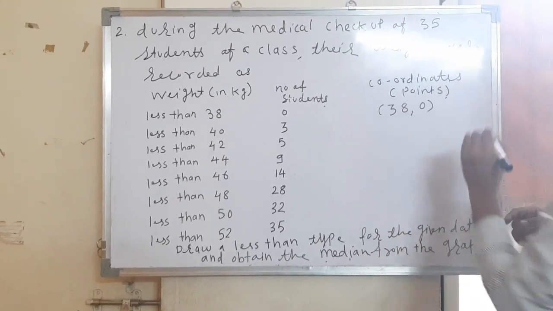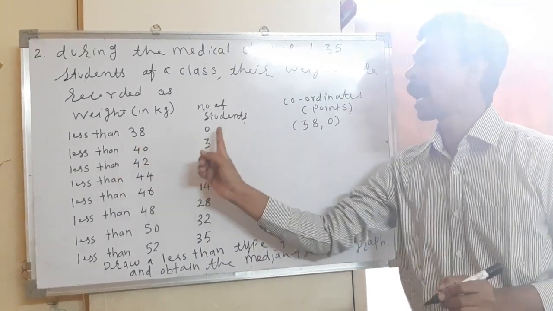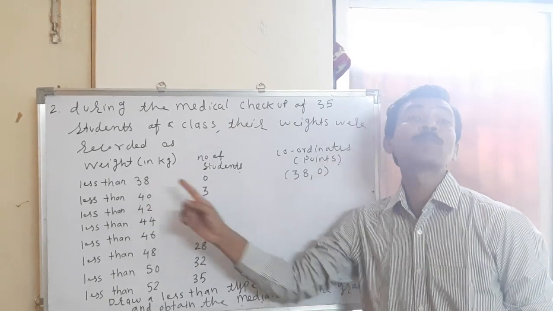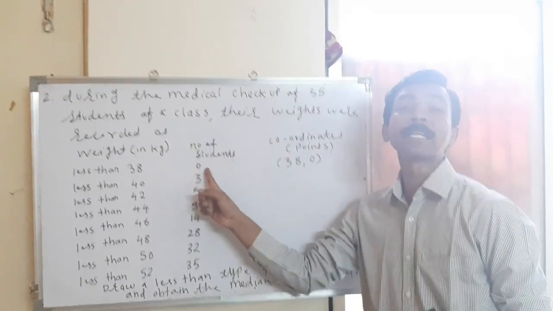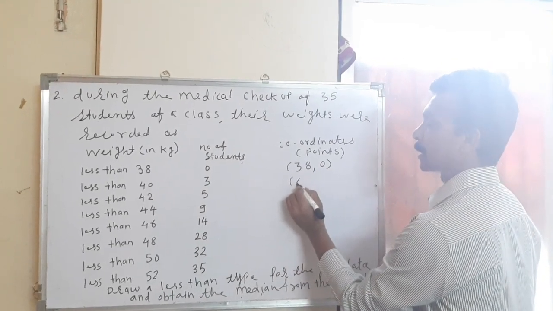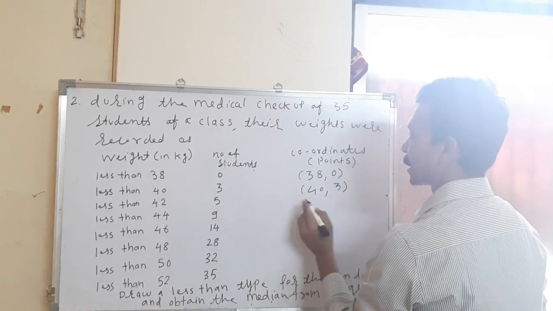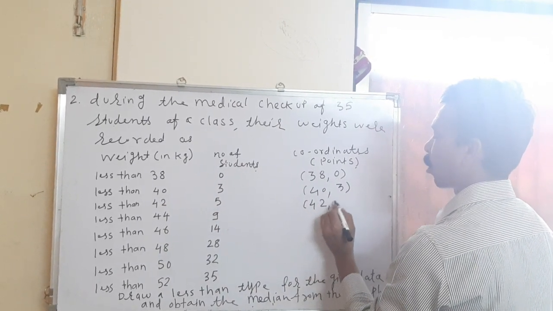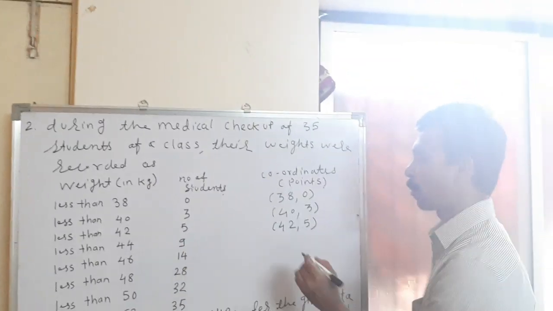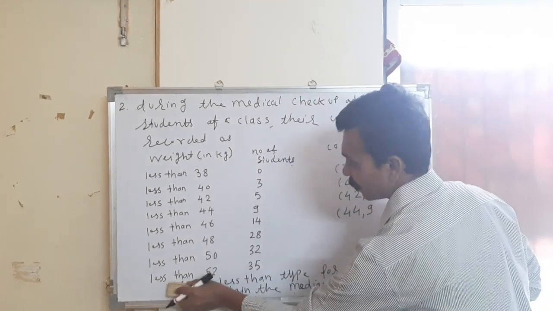38, 0, because in the less than ogive we take the upper limit and CF. Again I repeat, we take the upper limit of the class interval and CF. So 38, 0. In the second case it is 40, 3. In the third case it is 42, 5. The next is 44, 9. I'll rub this.